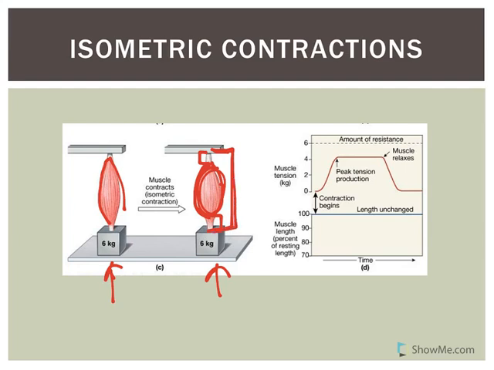So what's happening is you're building up tension, but that tension was not enough to exceed the load, the resistance placed on that muscle. And so the tension just wasn't enough, and you notice the length remained unchanged. Okay? So there's no change in muscle length with an isometric contraction.